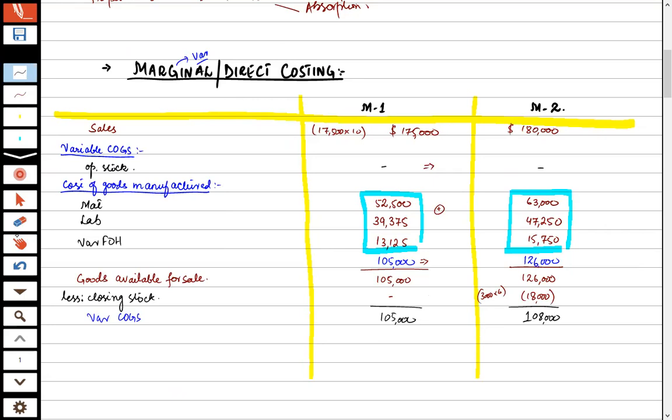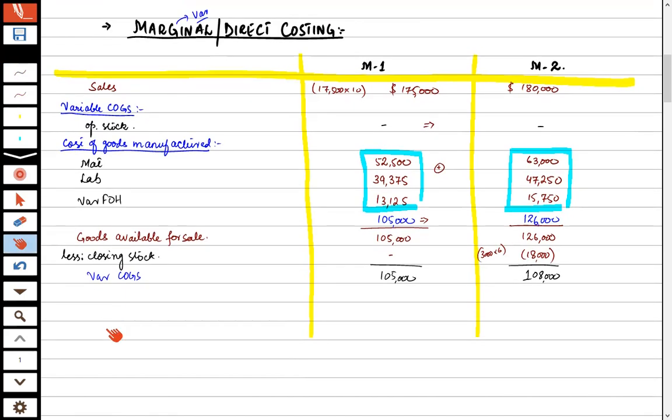Then now, we are deducting just the variable cost. So the resultant would be our CM. Sales less variable cost is always our CM, contribution margin. Sales 175,000 minus 105,000. CM would be 70,000.